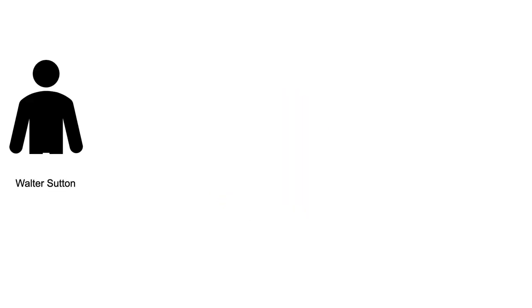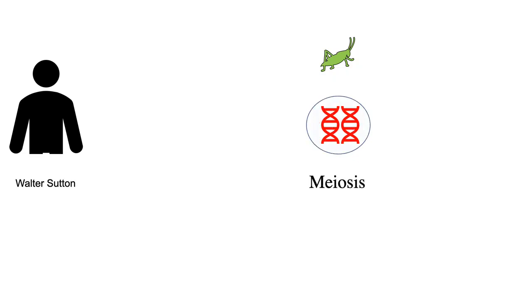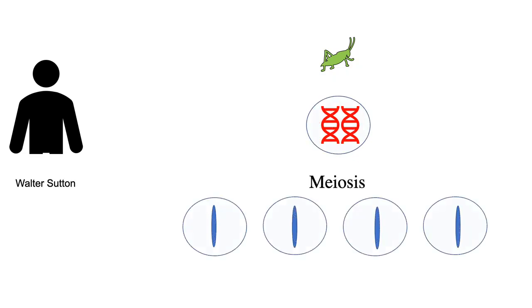Walter Sutton was working on grasshoppers. He found that chromosomes occur in pairs during meiosis and separate from one another during gamete formation. He put forth the assumption that a pair of chromosomes contains one chromosome from the mother and the other from the father. The separation of chromosomes during meiosis may be the explanation of Mendel's laws of inheritance. This is what Sutton hypothesized.